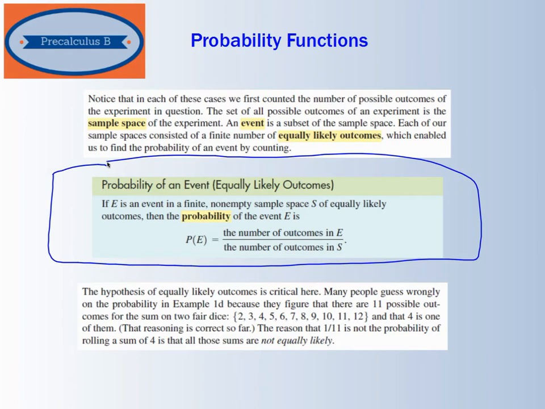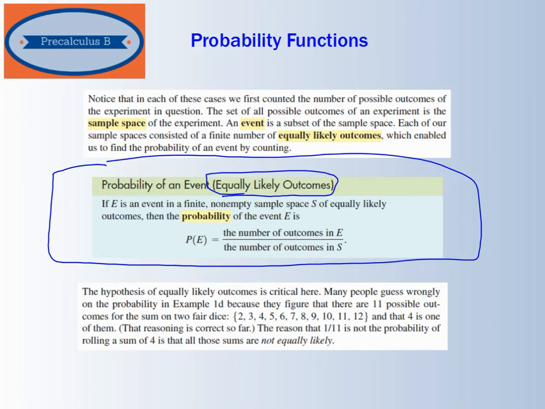All right, the probability of an event, and this is based on, like we said, equally likely outcomes, because if for some reason there's a greater chance of picking certain cards over others, it wouldn't work, right? It's just the number of outcomes in E, where E represents the event, and we divide that by the number of outcomes in S, where S is our sample space.